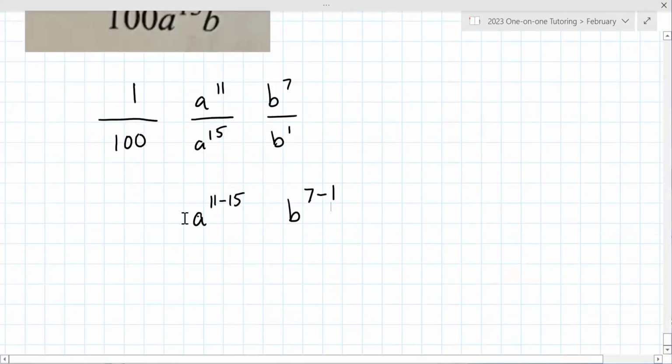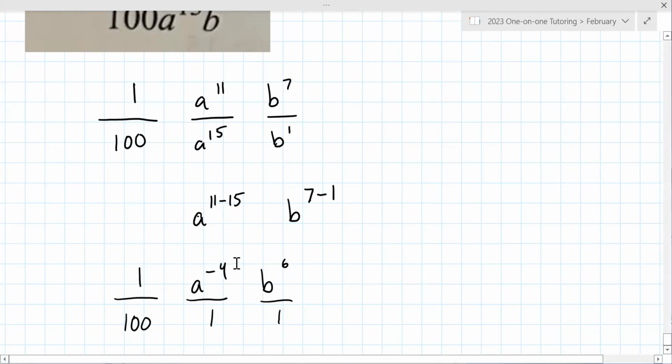Tell me what this becomes here. This middle one, there'd be a negative 4. Good. And then b to the 6th. Good. Now it's still 1 over 100. And if you need to, you can write these over 1. If that helps, that's okay. Until you get down to your final answer, you can do a lot of things here.